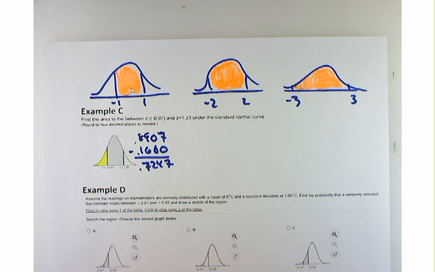So finding the area between -1 and 1 really means finding the area to the left of 1, subtracting off the area to the left of -1. So just like we did just a moment ago.